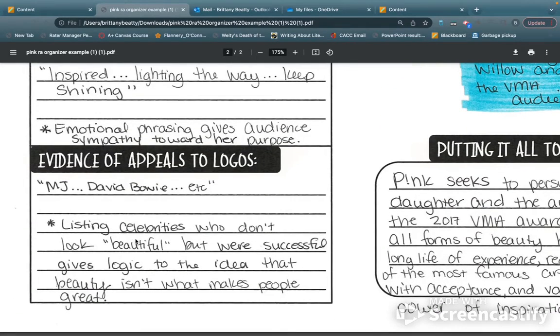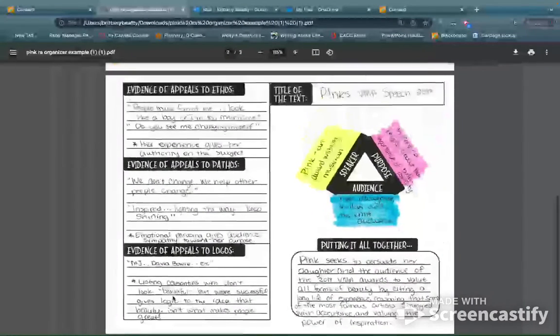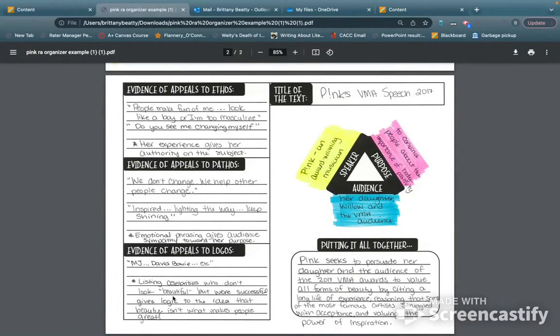And then for logos, she lists all of those androgynous rock stars. What is the purpose of her doing that? Well, this is my summary here: listing celebrities who don't look beautiful but were successful gives logic to the idea that beauty is not what makes people great. Conformity is not what makes people great, however you want to word it. So once you have your quotes picked out, and you've summarized what those quotes are doing on the left side of this organizer, and then you've filled out this rhetorical triangle, you're ready to create your thesis statement.